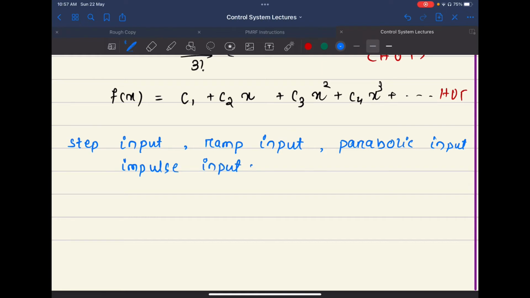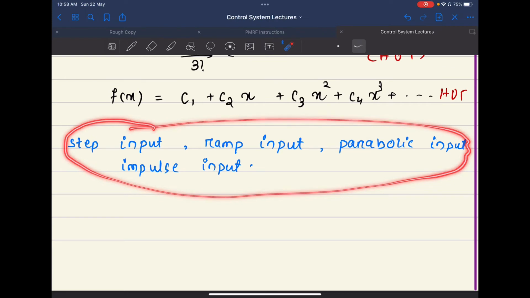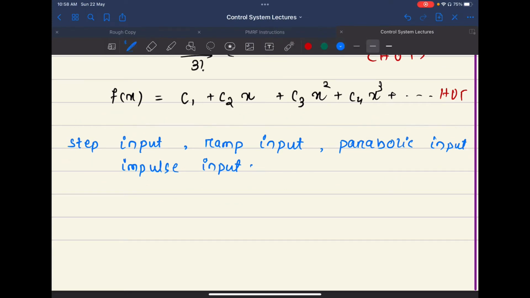Mostly whichever standard book or lecture series you follow, they will be talking about these inputs only. So given a system, let's call it G of S. I will explain what S is in later videos maybe. Let's just know that S denotes the Laplace domain transformation.